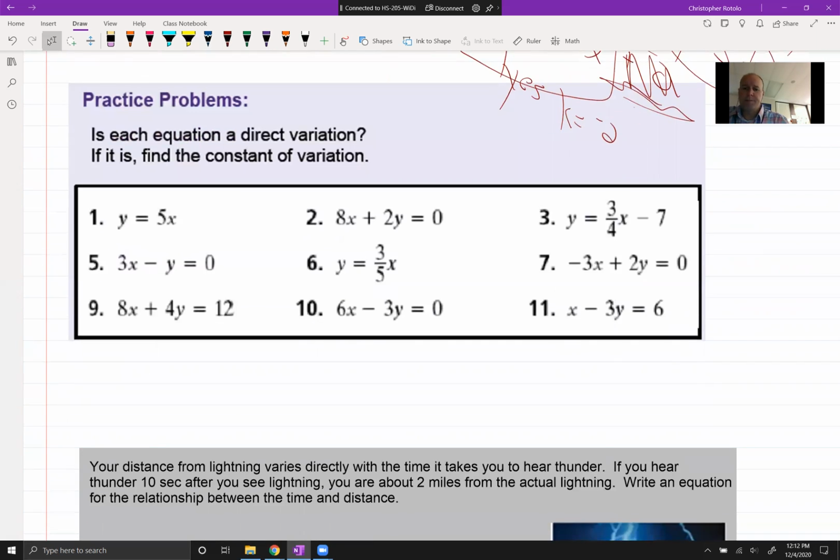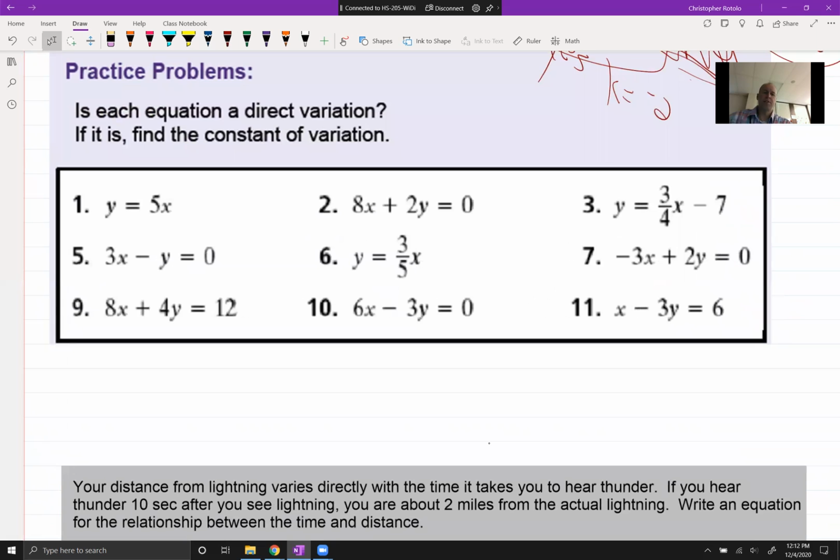So I want you to pause the video, go through the first section here, and see which ones are direct variations. And if you can say yes, if it is, you have to say k equals what number? That was the pause for you to pause the video. All right, now we're back.